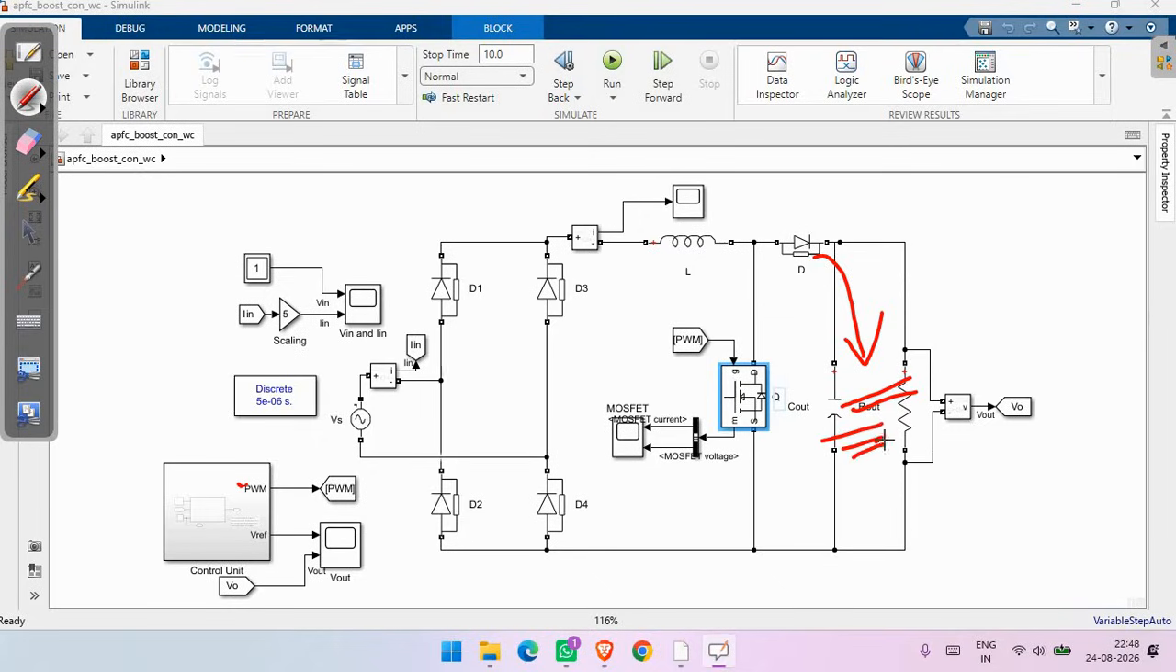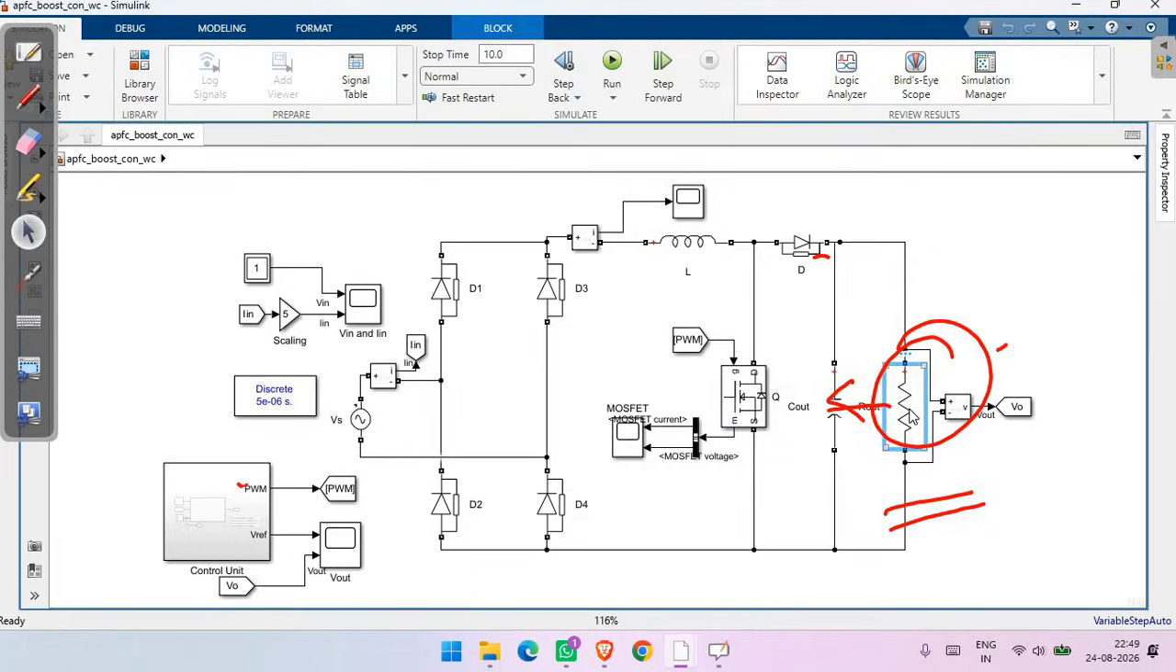Here Cout is the DC link or output capacitor. Its main purpose is to reduce output voltage ripple and maintain a smooth DC output voltage. Here this one is your R out. R out represents the DC load connected to the PFC boost converter. In this model, a resistive load is used to evaluate the performance of the converter. The load resistance is 200 ohms.